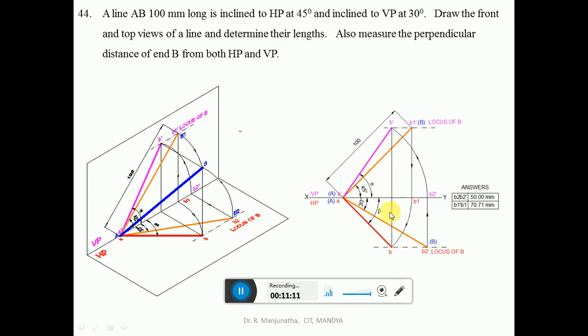Now we need to find out and denote the angle alpha. And we need to find the distance between B1 dash and B1, that is the perpendicular distance, which is 70.71 when you are doing it in the computer. When you are doing it manually, it will be 71 mm. Similarly, by using the scale, you measure the distance from B2 to B2 dash, which will be exactly 50 mm, both in CAD and in the manual drawing. So this is how we will be able to find the solution for this particular problem by writing in the sketchbook. Now we are going to take this step by step.